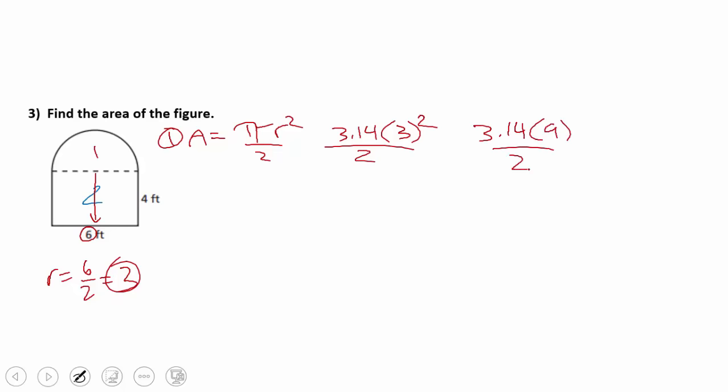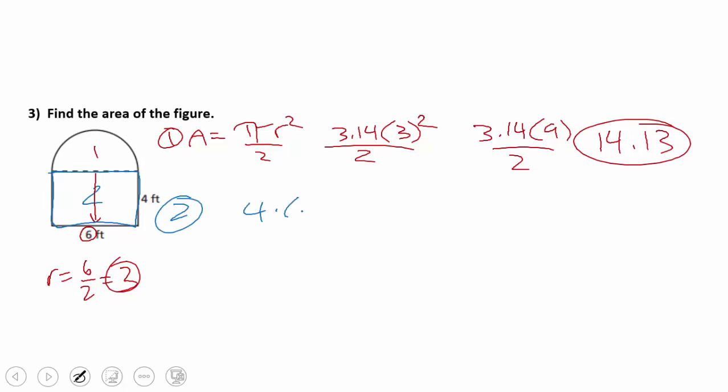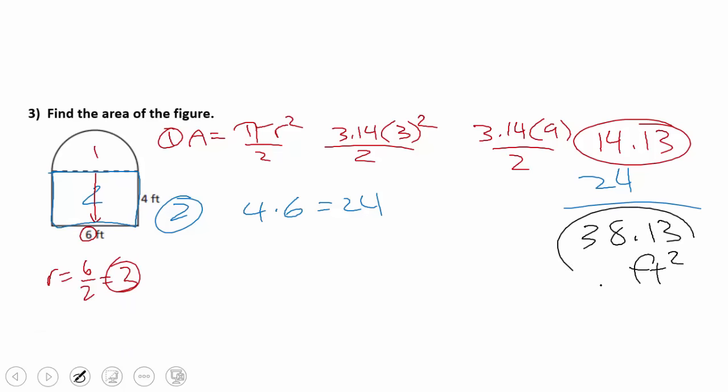When I do that math, I end up getting 100. No, I get 14.13. If I got 100, I would hopefully recognize that that's not a reasonable answer. It is 14.13. Then I do my second shape, which happens to be a rectangle, and they gave us the units right away. That's 4 times 6 for 24. So I add 24, and I get a total of 38.13. And we have feet, and it's squared.